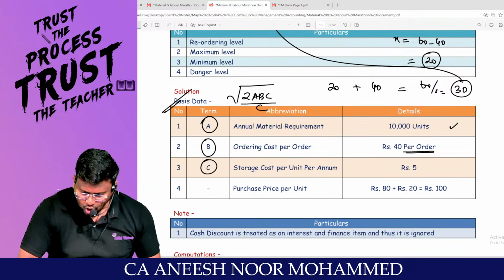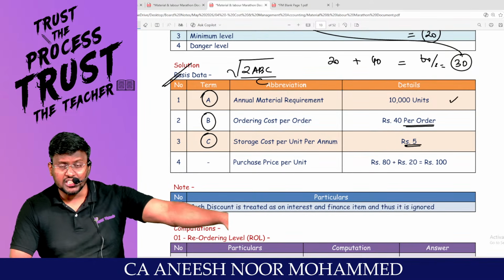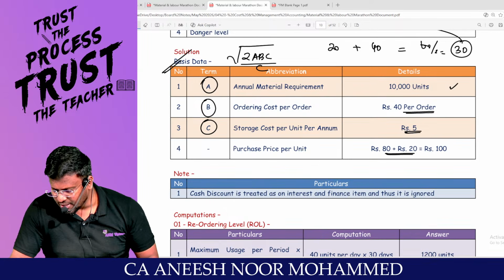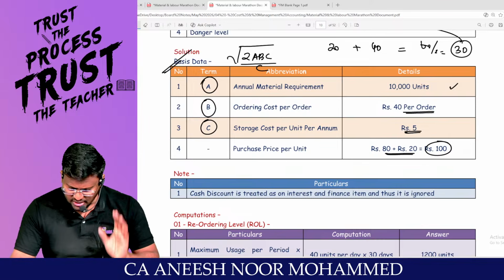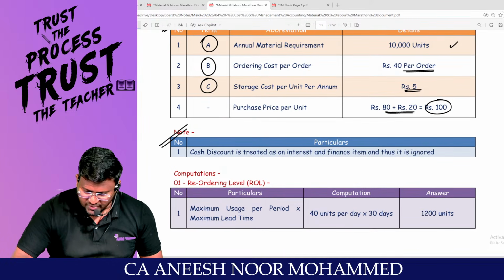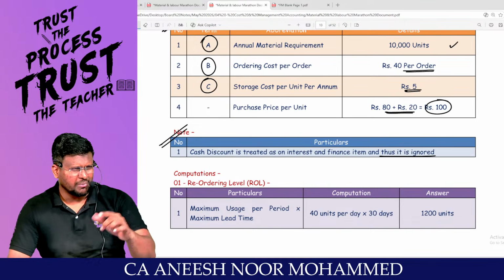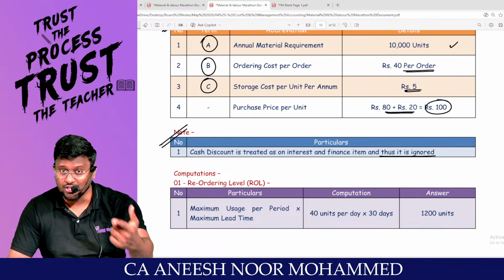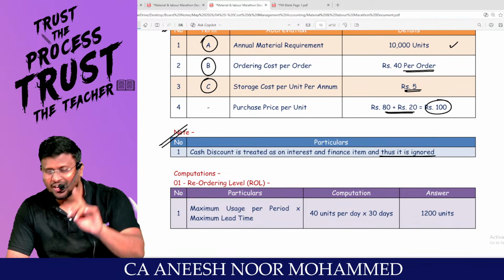See, carrying cost per unit per annum. 5 rupees is the carrying cost per unit per annum. Purchase price, landed cost, sir, the principle you should apply, which is 80 plus 20 comes to 100, because all the directly attributable expenses should be included in the purchase cost. Sir, cash discount is treated as an interest and finance item, thus it is ignored. That you come to after 1 or 2 days because I'll be revising financial management. This is the costing subject. Only the cost of the product should be considered, not the finance cost.